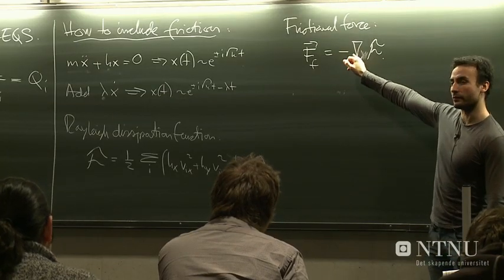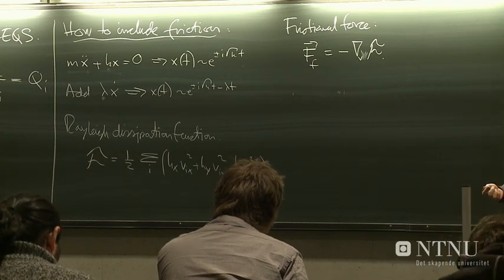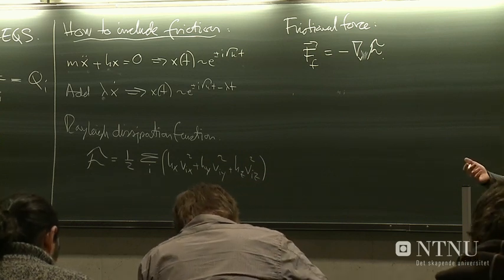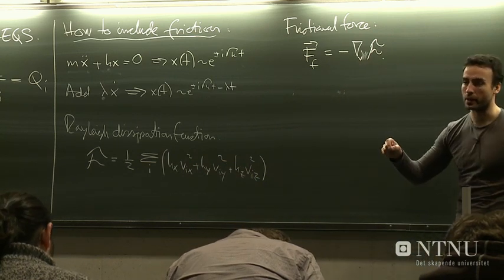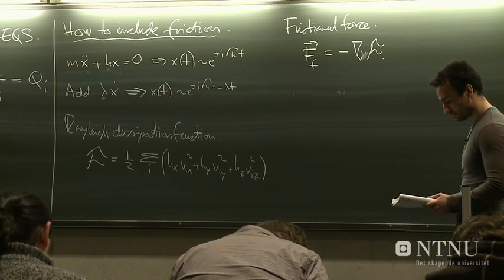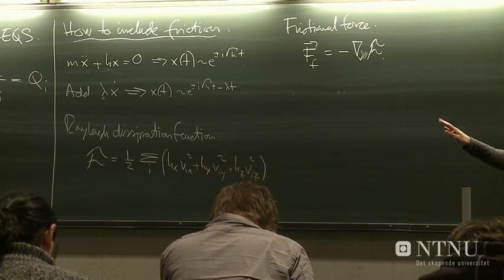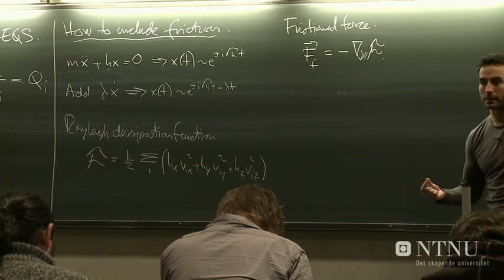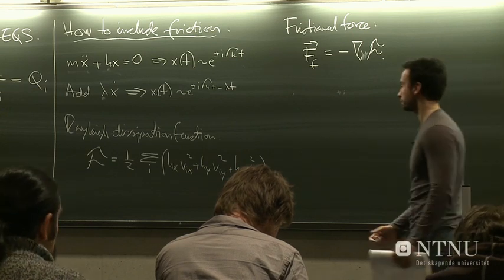So this nabla v means gradient with respect to velocity. So in the conventional gradient, you have derivative operators with respect to x, y, z. Whereas this gradient would then be with respect to vx, vy, and vz, respectively. Okay, so if we accept this sort of model for how to include friction, we can make some statements about, for instance, the work that is done by friction in the system.